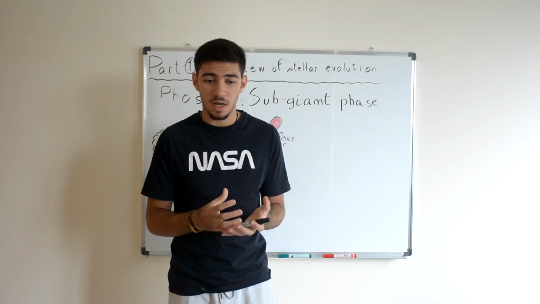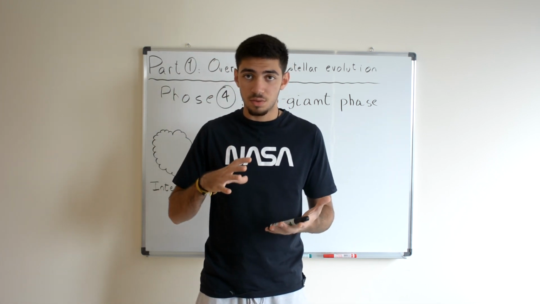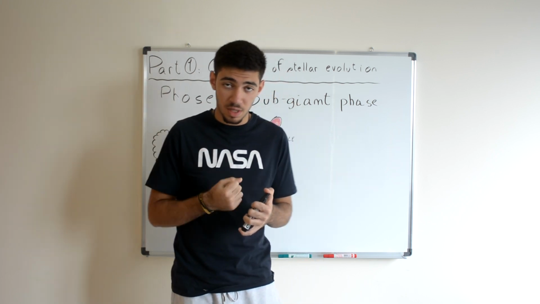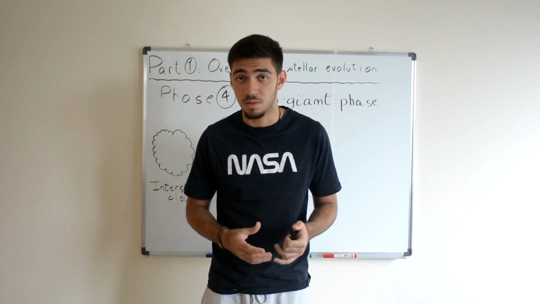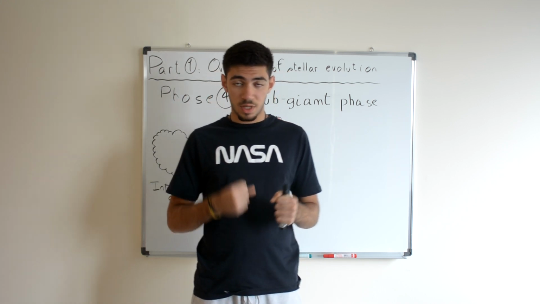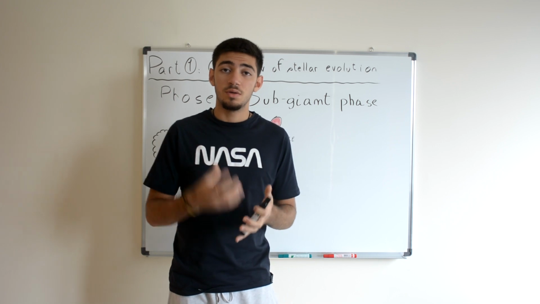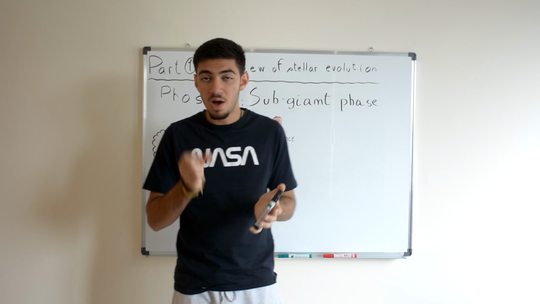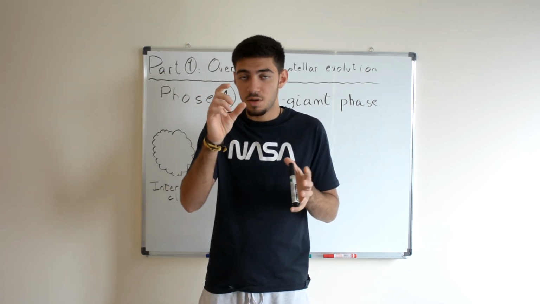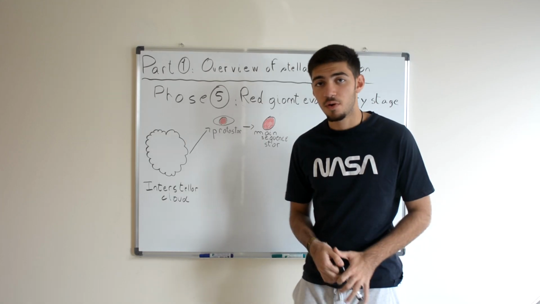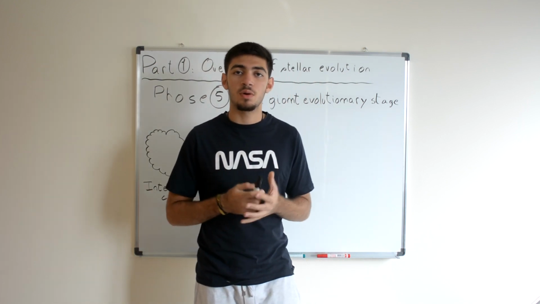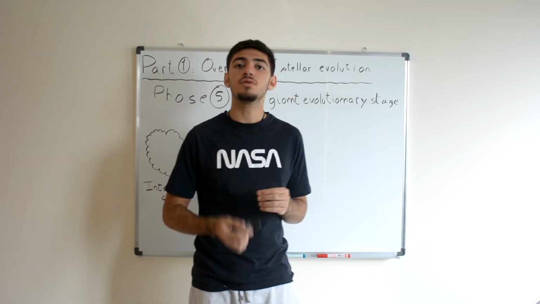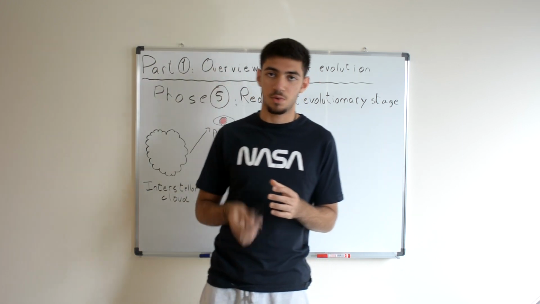What happens here is that the hydrogen will continue to fuse, but in a shell surrounding the core. So our core will no longer be hydrogen, but it will now be helium. There will no longer be nuclear fusion happening in the core, but it will continue in a shell surrounding the core. So we now have a layer of hydrogen followed by a core of helium. In phase 4, the subgiant phase, we have the helium core surrounded by a hydrogen shell. But it is important to note that nuclear fusion is not yet happening in our helium core.